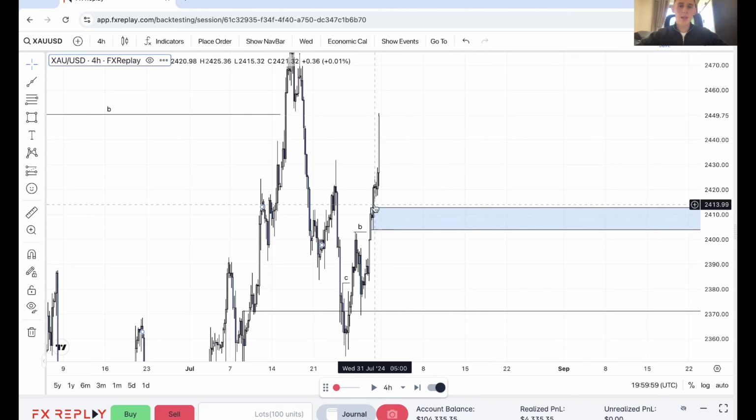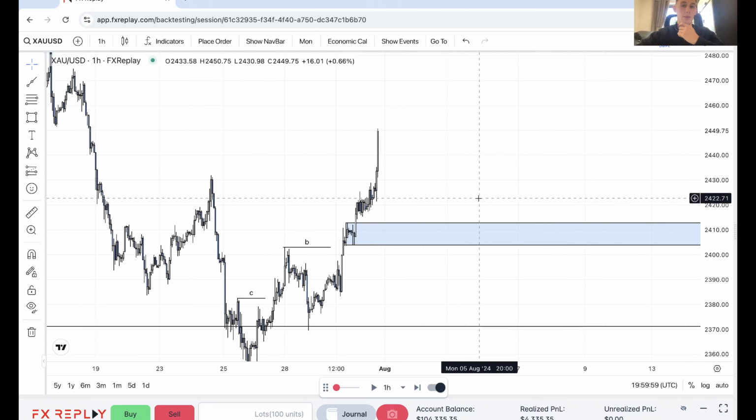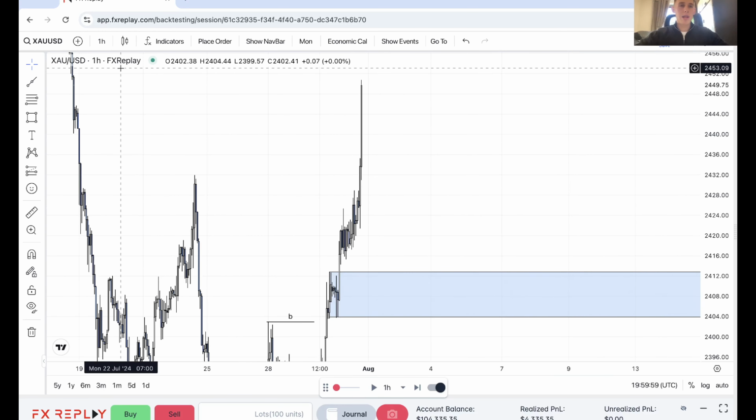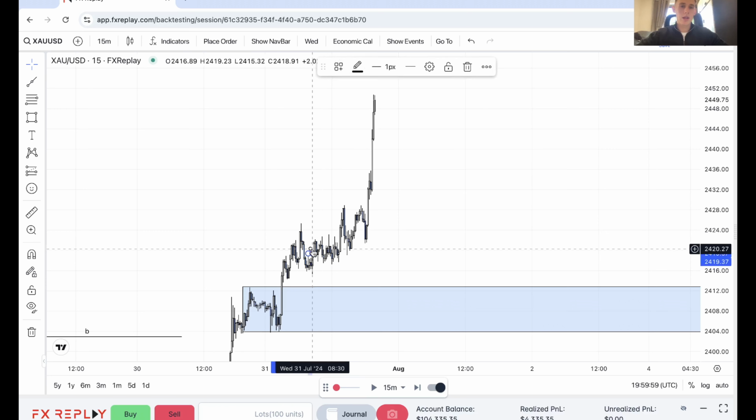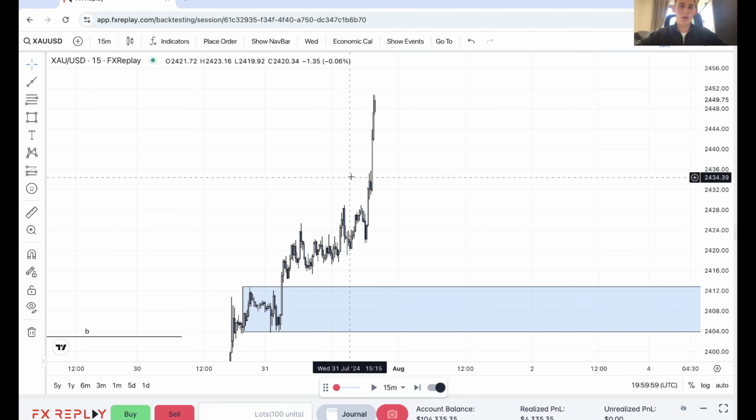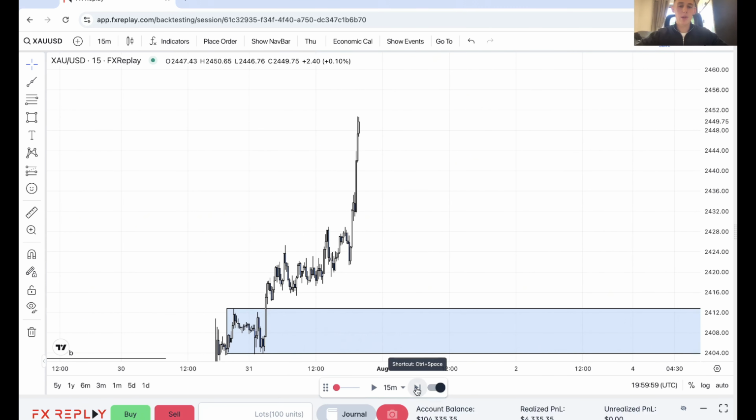So I'm going to also keep this level on as a potential area where price could retrace into for the buys. But let's also just keep monitoring price. Yeah, I'm not seeing much apart from this level at the moment.